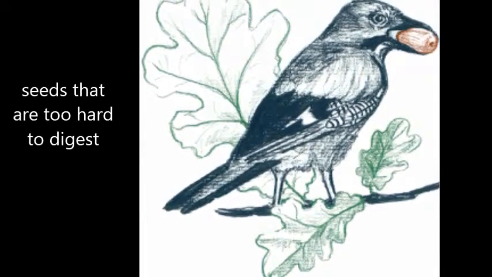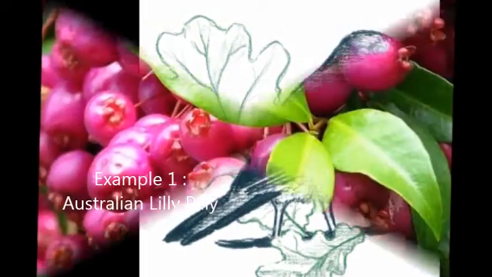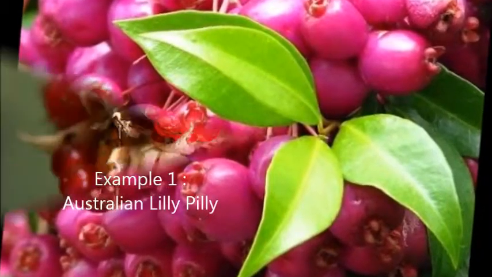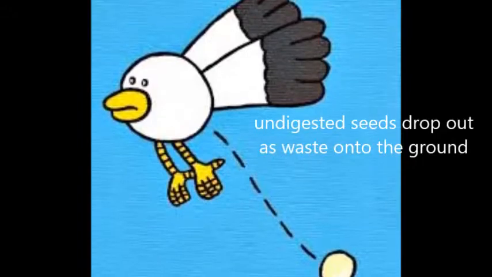Animal seed dispersal. Animal seed dispersal is the dispersal of seeds by animals such as native birds that eat seeds that are too hard to digest, such as example 1, the Australian lilly pilly, and example 2, native raspberries. The seed then passes out as undigested waste, dropping onto the ground.